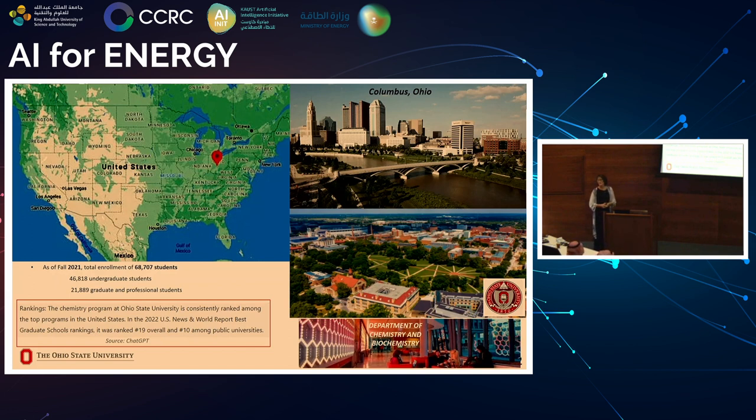So Ohio State's a quite large university. We have nearly 70,000 students. So chemistry alone teaches close to 10,000 general chemistry students every year in the classrooms. It's quite a large program. The chemistry program is number 19 overall and 10 in public universities.